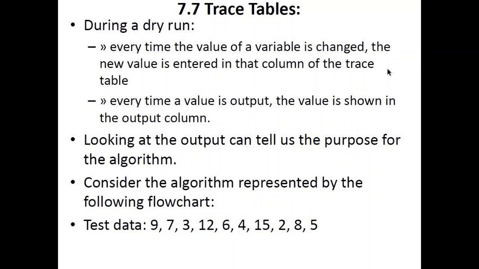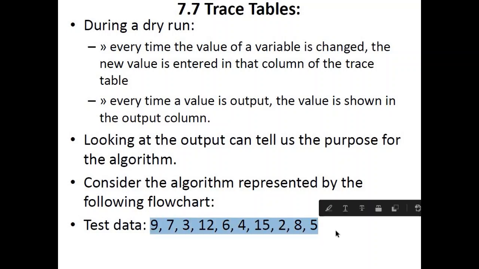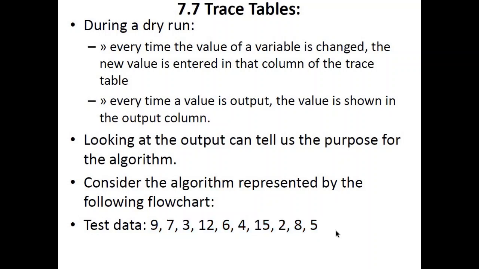During a dry run, every time the value of a variable is changed, the new value is entered in that column of the trace table, and every time a value is output, the value is shown in the output column. Looking at the output, it can tell us the purpose of the algorithm as well. Consider the algorithm represented by the following flowchart, and you're given a set of test data: 9, 7, 3, 12, 6, 4, 15, 2, 8, 5. Test data can consist of both normal and abnormal data.